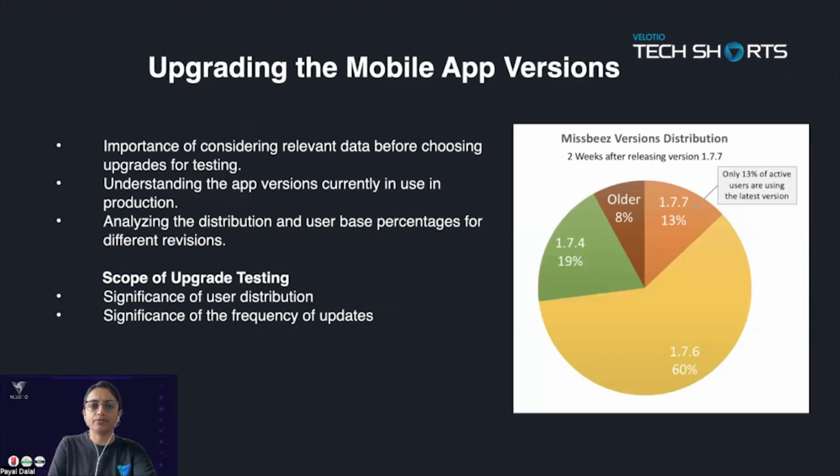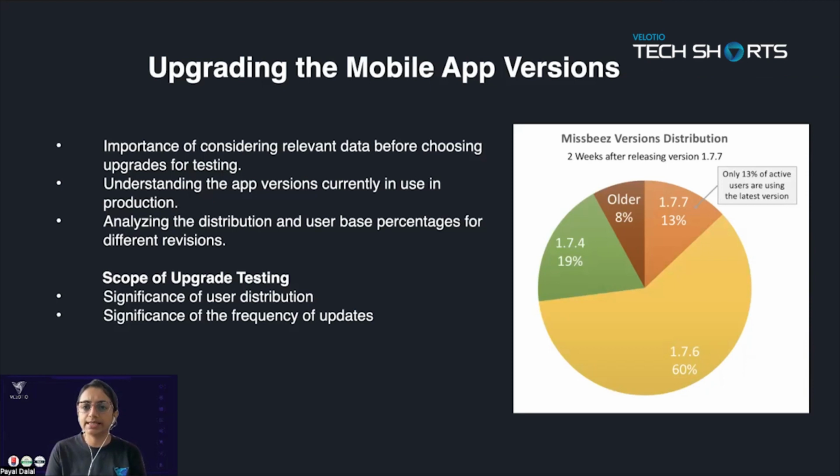Upgrading the mobile app versions. It is important to consider relevant data before choosing updates for testing. Understanding the app versions currently in use in production, that is important. And then analyzing the distribution and user base percentage for different revisions. So what is the scope of upgrade testing? Significance of user distribution and significance of frequency of updates.